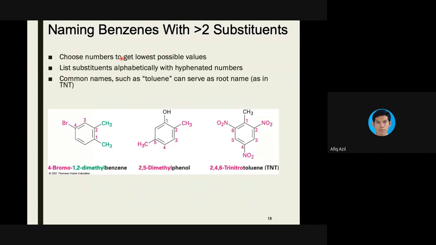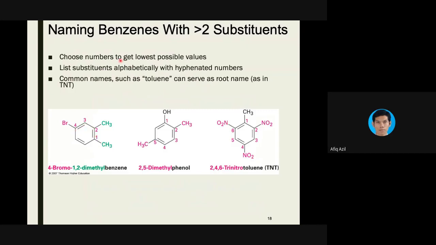Choose numbers to get the lowest possible values. That means numbering the ring so that the numbers will be the lowest possible values. For example, like the first one, the name given here is 4-bromo-1,2-dimethylbenzene. So that means the numbering starts from this CH3. So 1, 2, 3, 4.